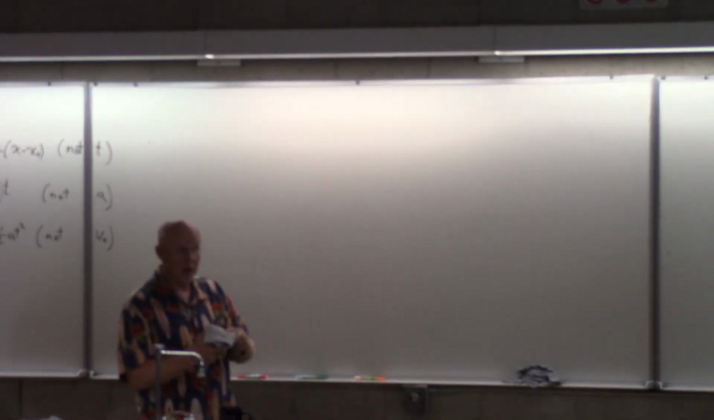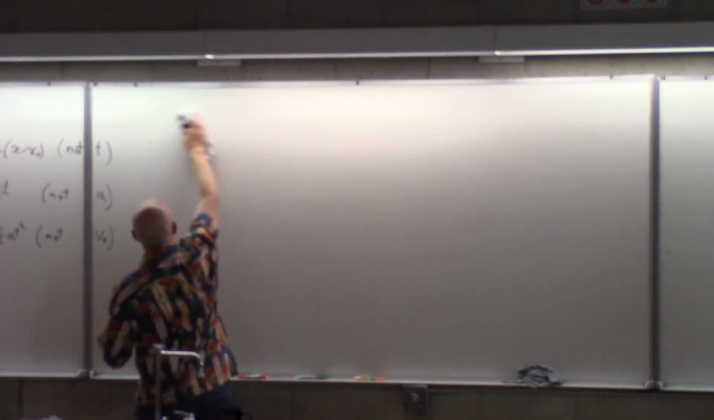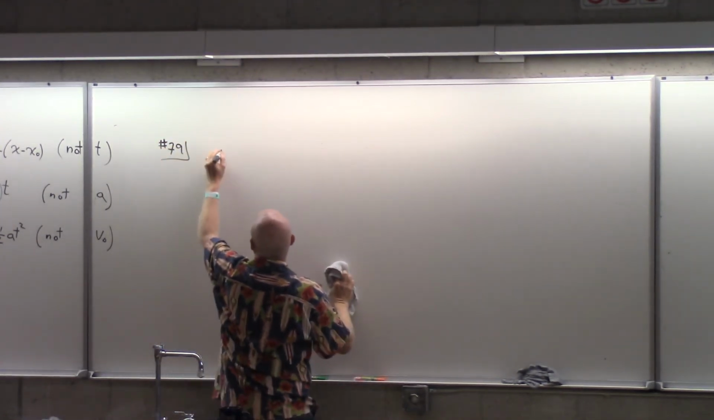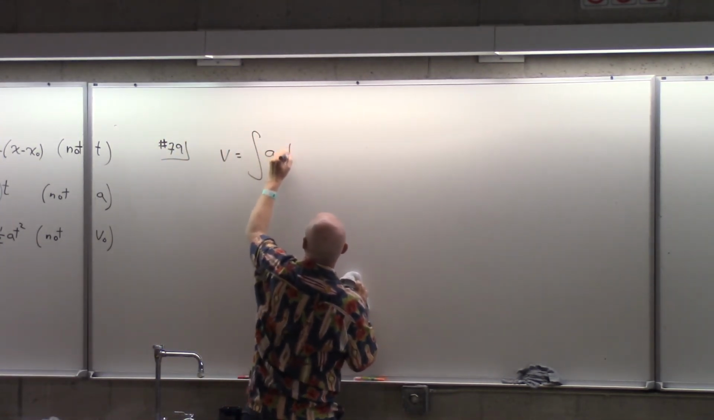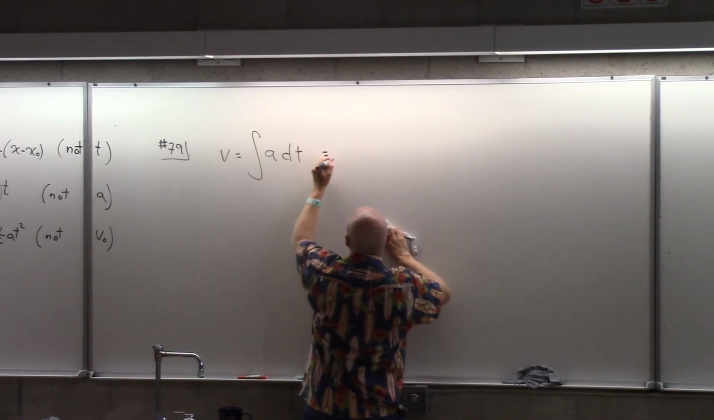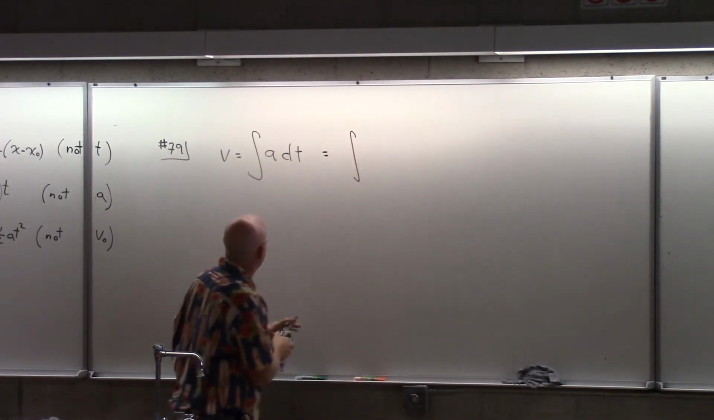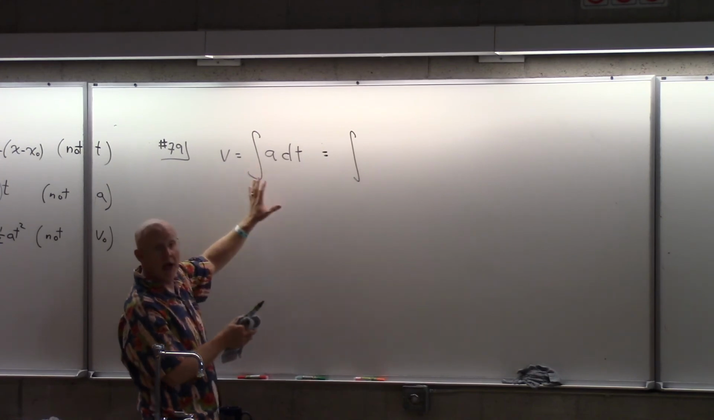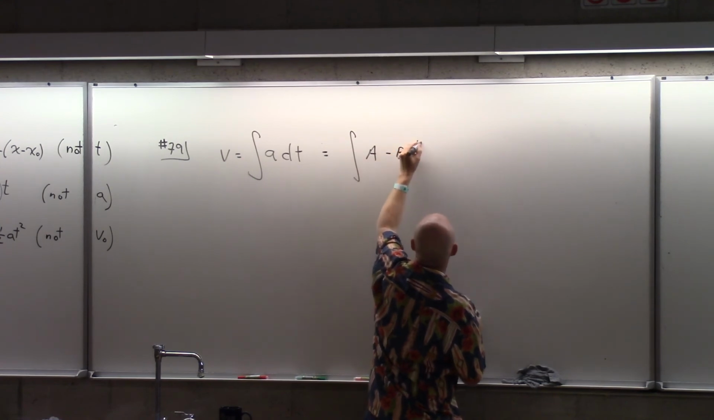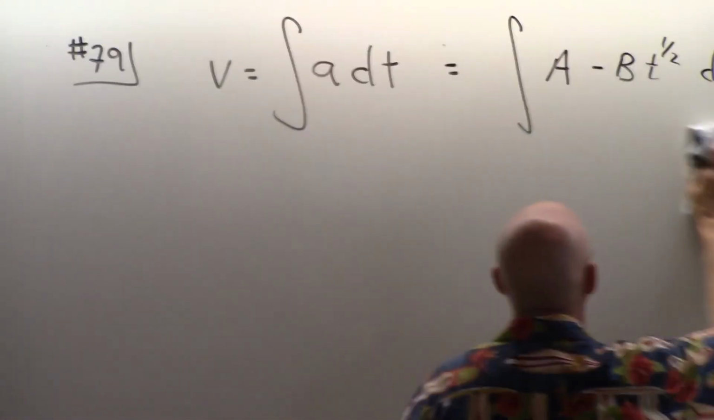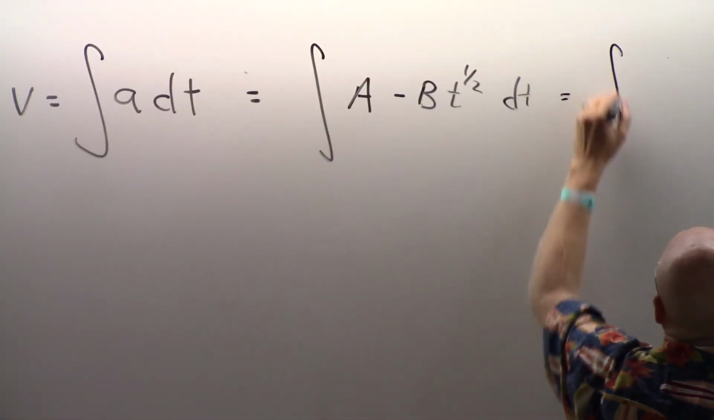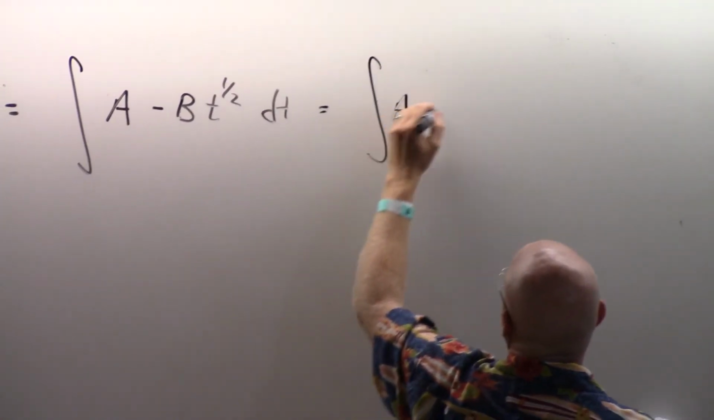that I won't give you any problem that's calculus-wise harder than a power function. So I'm going to put here, and I'll put number 79, and I'm going to put velocity then is what you get when you integrate the acceleration. Like I said, if a was a constant, as we did before, I would just pull it out. It's not here. I've got to put in capital A minus b t to the 1/2. And then I have to separate into 2 pieces.